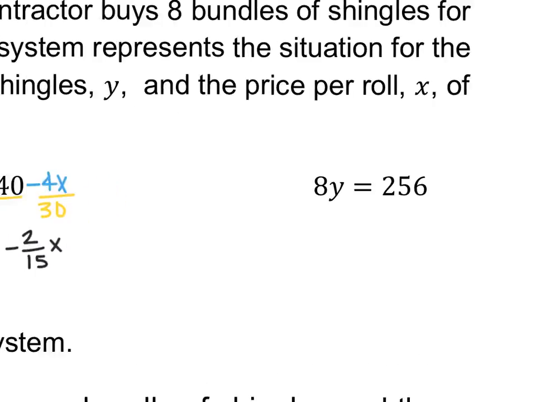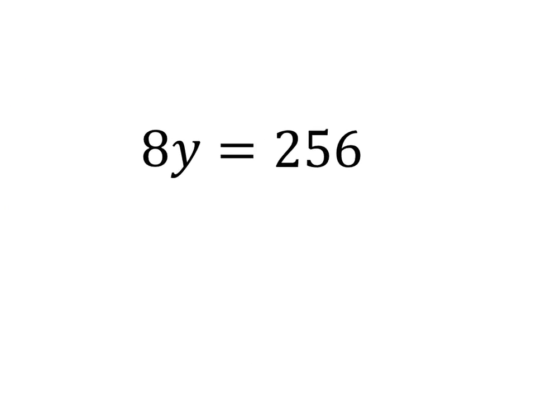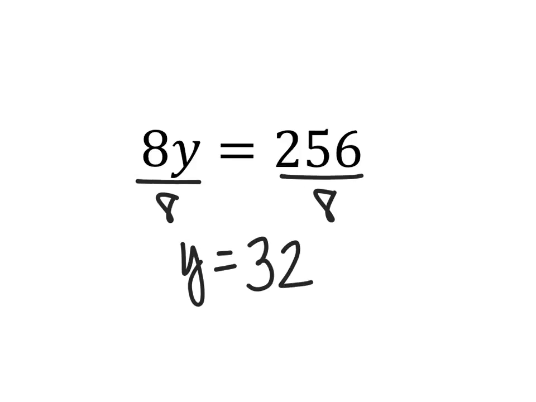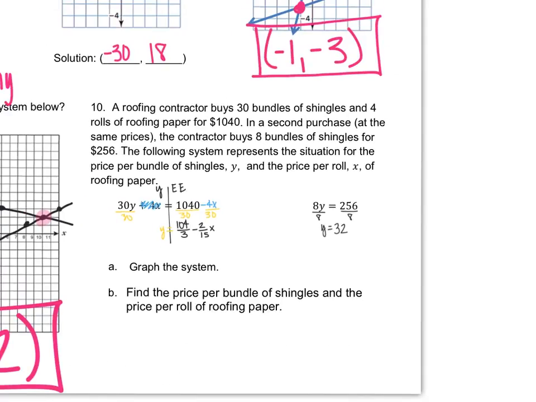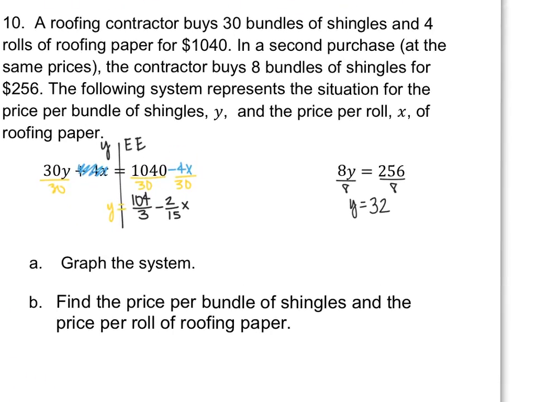Then for my second equation, again, I need to get y by itself. So I'm going to divide both sides by 8. And 256 divided by 8 is 32. So now that I have both of my equations in y equals format, I need to graph them.